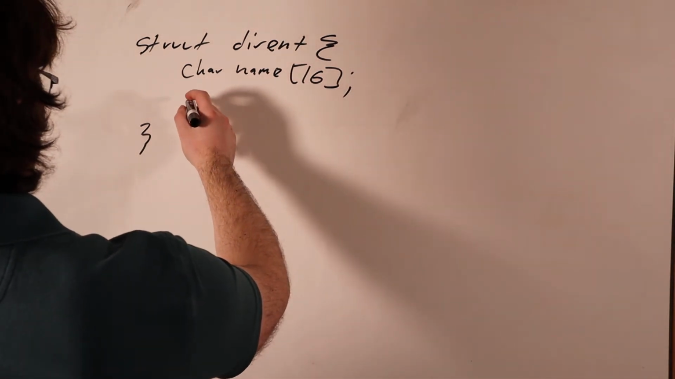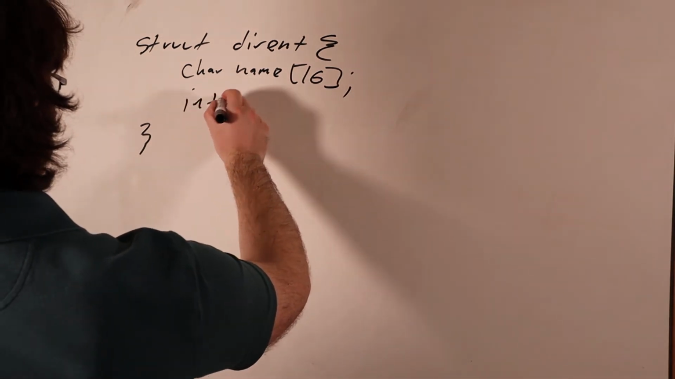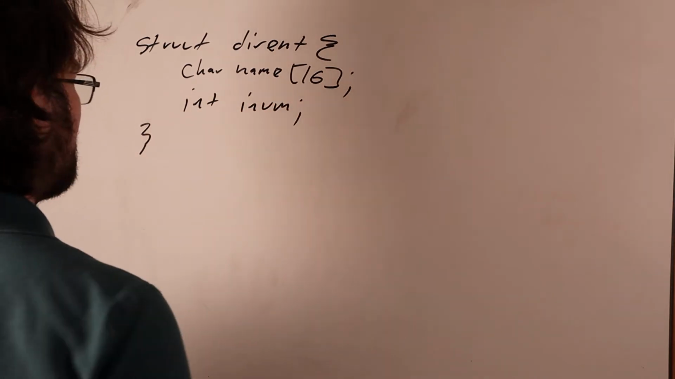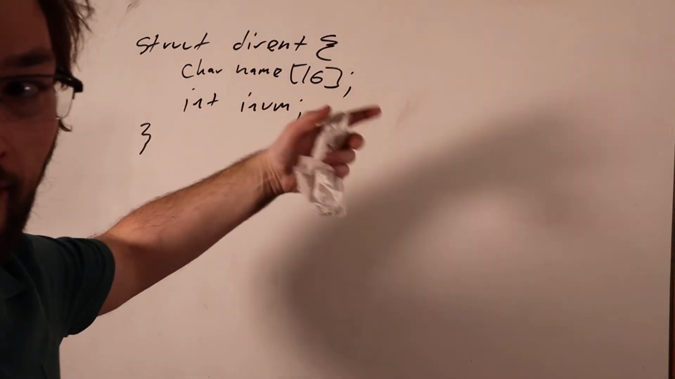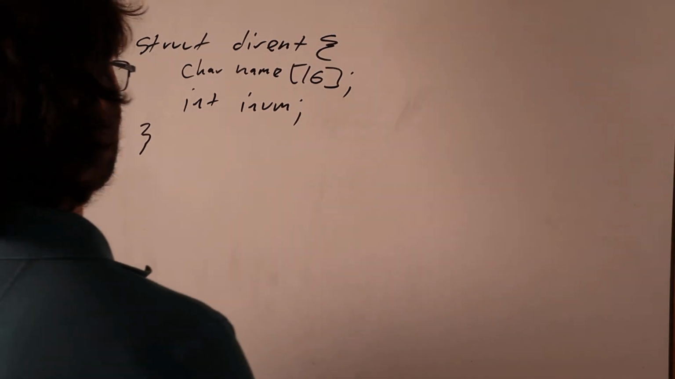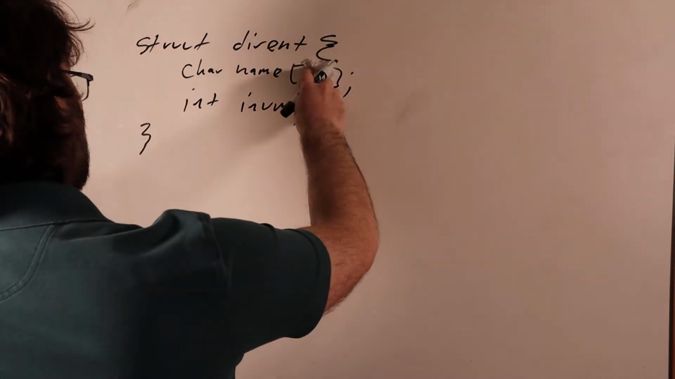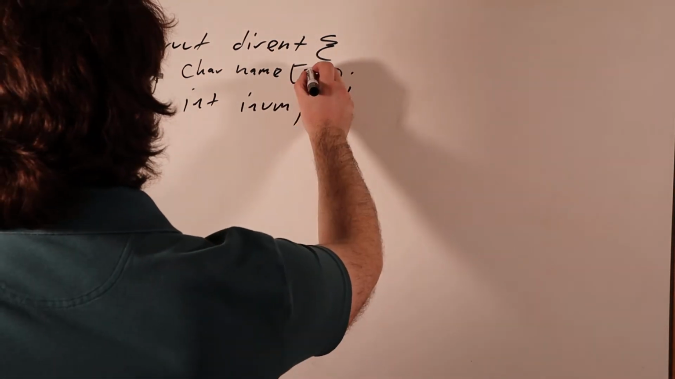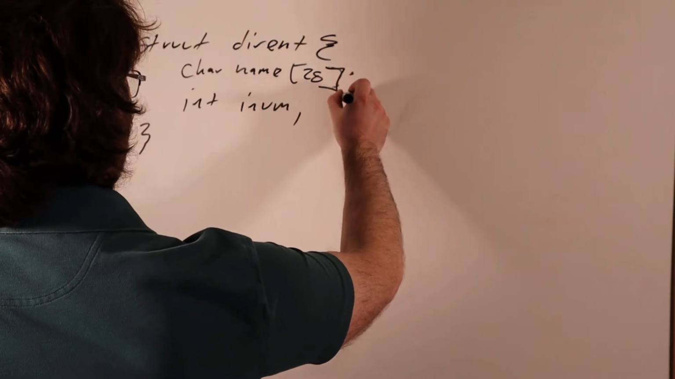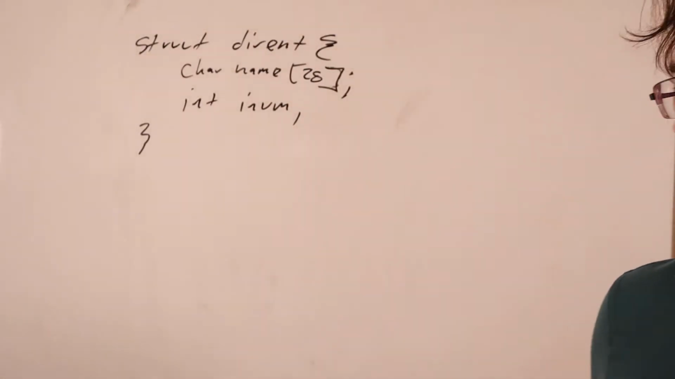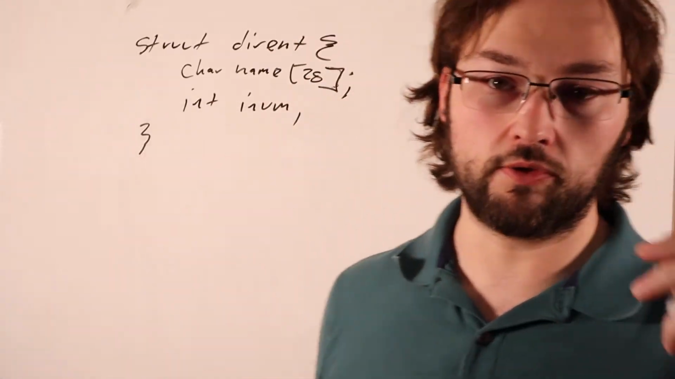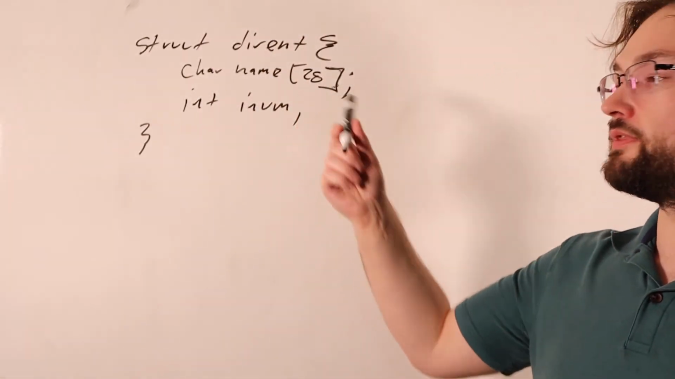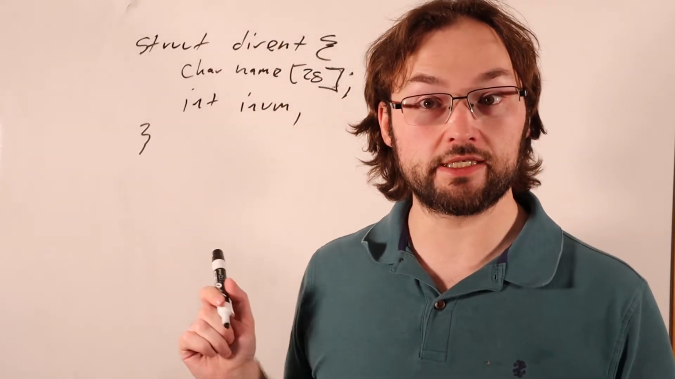And then we'll have our int inum. And then we'll realize that this isn't actually that great because 16 plus 4 is 20. We can't fit an even number of size 20 objects into a block. So I'm going to make this be 28. Our maximum file name length is going to be 27 because we'll have a null in here just so that we can use library functions like strcmp. But this is going to be our directory entry structure for this example.